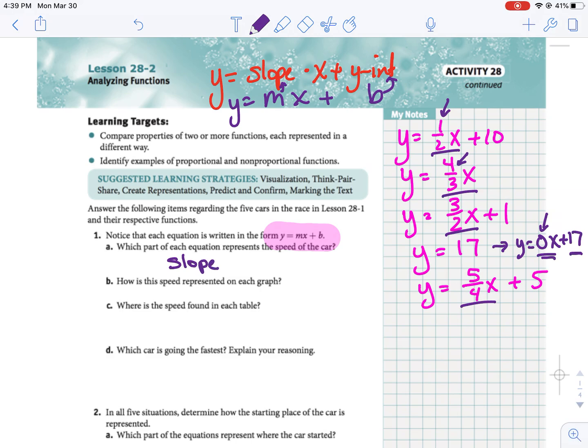And then it says, how is the speed represented on a graph? Well, we know that speed on the graph is that change in y over change in x. And it's also the slant of the line, right? So we can say that if you look at the graph, it's how far that line is slanted. Okay, if you look at your table, we talked about slope is the change in y over the change in x, and that's something that we've used quite a bit over the past couple weeks or months even.